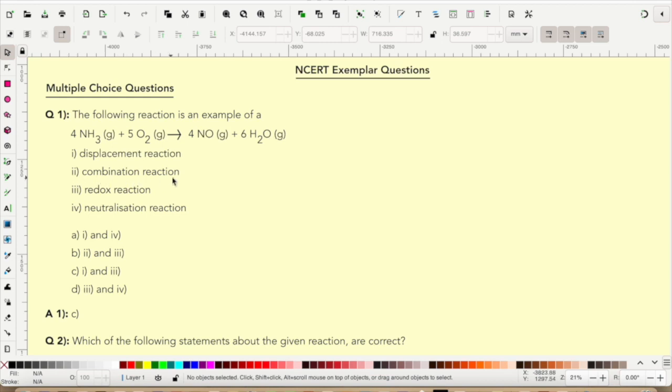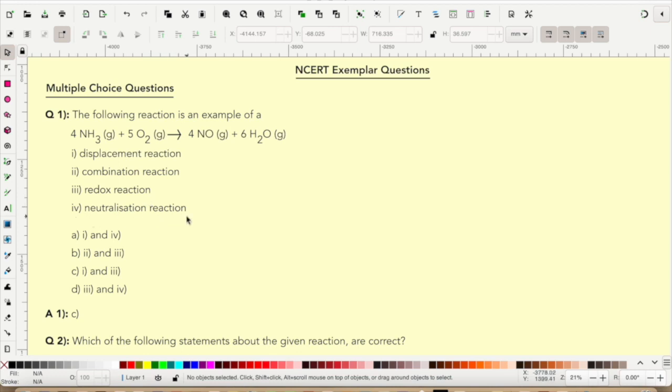The second option is combination reaction. It cannot be a combination reaction because in combination reactions, two or more reactants make a single product. Here two products are getting made, so this cannot be a combination reaction. Third one is redox reaction. Let us see. NH3 loses hydrogen to form NO, so it is getting oxidized. At the same time, O2 is gaining hydrogen to make H2O, meaning it is getting reduced. So this is a redox reaction.